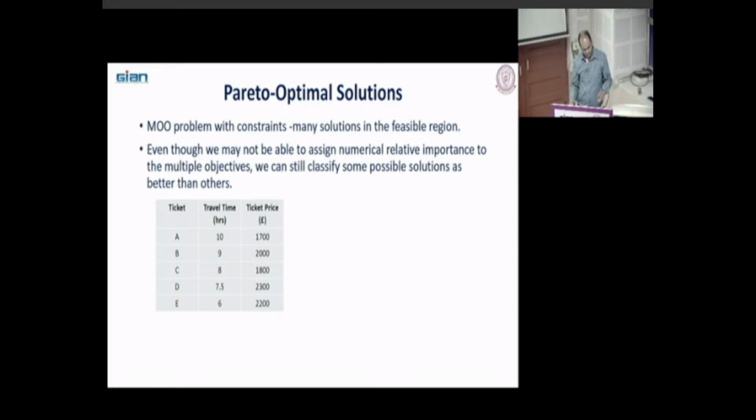Look at C now. Travel time is reduced to 8, ticket price 1800. Do you think that C is better than B? For both objectives, it is better than B. So do you think that C is a non-dominated solution? Yes, C is a non-dominated solution. Why? Because it is dominating B in both objectives.